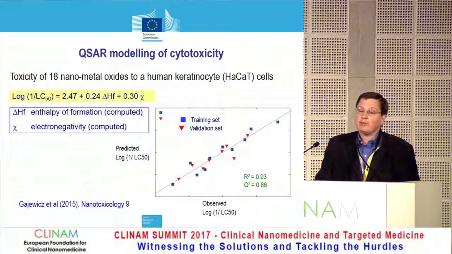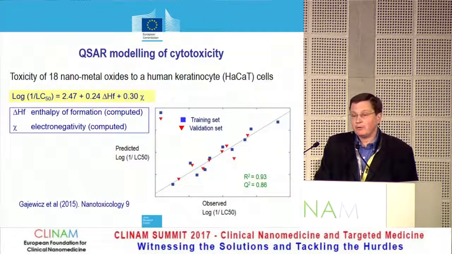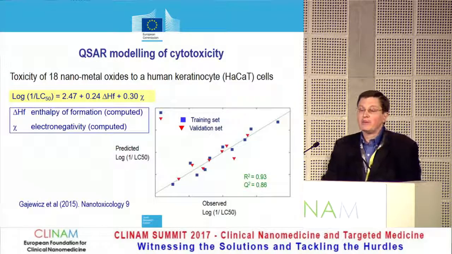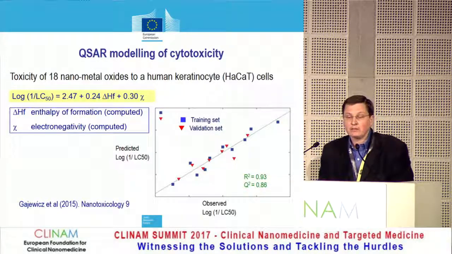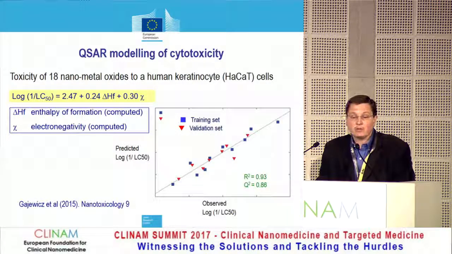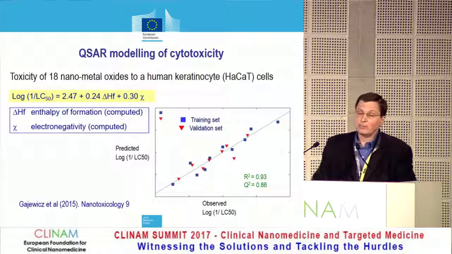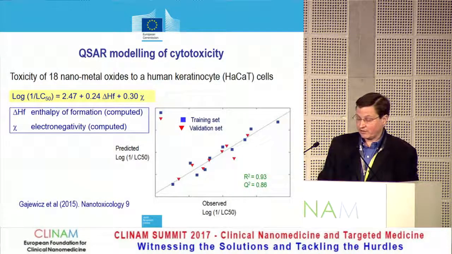This is a different example. This is more of an example of a hybrid QSAR model, where the cytotoxicity to a cell line for a number of metal oxides is being modeled on the basis of two chemical descriptors, one of which is the enthalpy of formation, so that's related to the band gap energy and the stability, and the other is related to electronegativity. And both of those descriptors are computed, so it's a very simple type of QSAR model for predicting cytotoxicity.